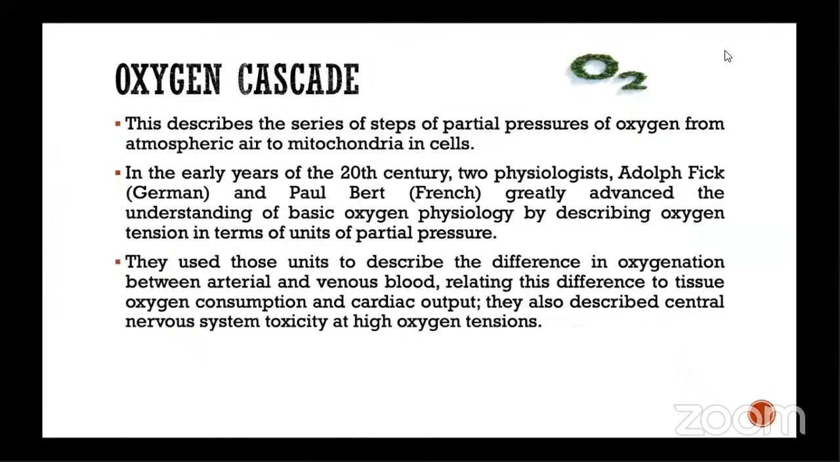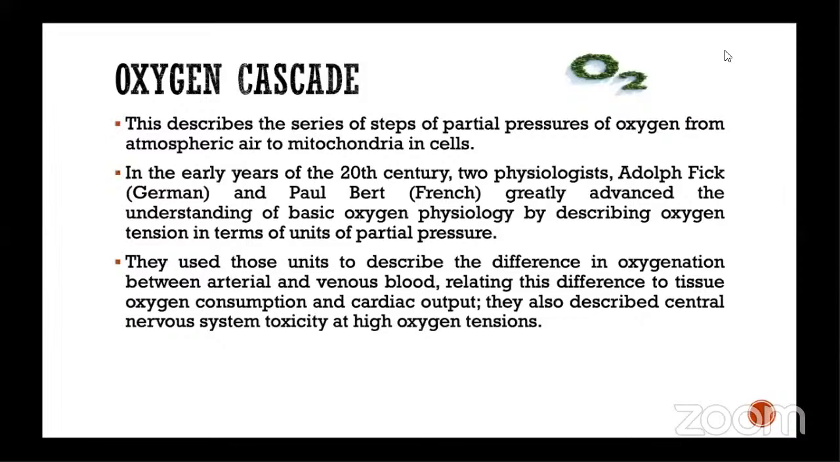Now, let's talk about the physiology of oxygen, having been able to understand the properties of oxygen, the history of oxygen, and also how oxygen is produced. The oxygen cascade simply helps us to understand the series of steps of partial pressure of oxygen from atmospheric air to the mitochondria in the cell. Remember that it's in the mitochondria that this oxygen will be utilized. The blood serves like a conduit to transport this oxygen down to the mitochondria, where it will be used for aerobic respiration to release energy to the tissues and cells.